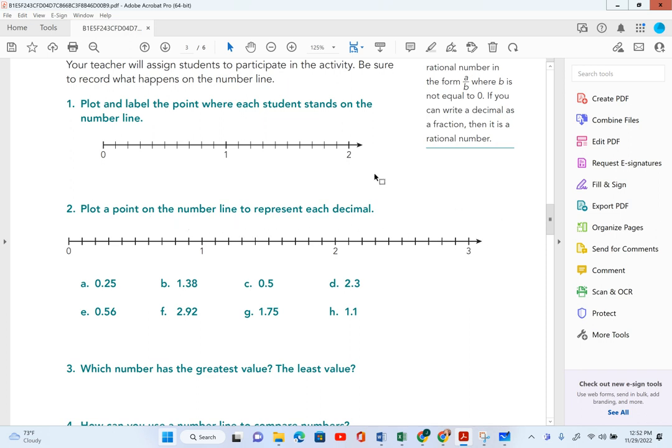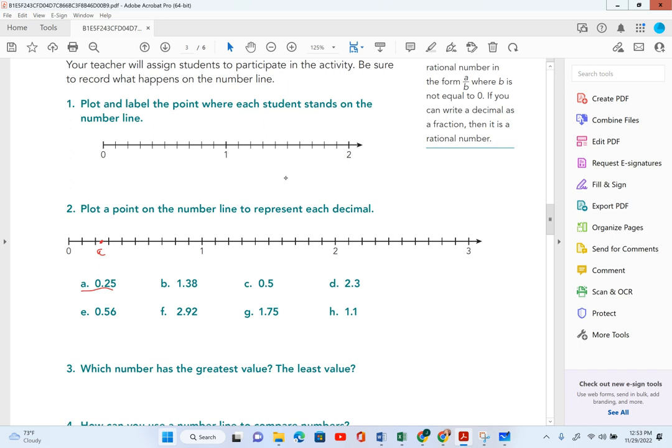So I'm going to go for A. Let's see how many points I have in here. I should have 1, 2, 3, 4, 5, 6, 7, 8, 9, 10. So each one of these is 1/10. That's 1/10, 2/10, 3/10. So 0.25 here, A, will be right here, and I'm going to call that A. So go ahead and put that on your paper.